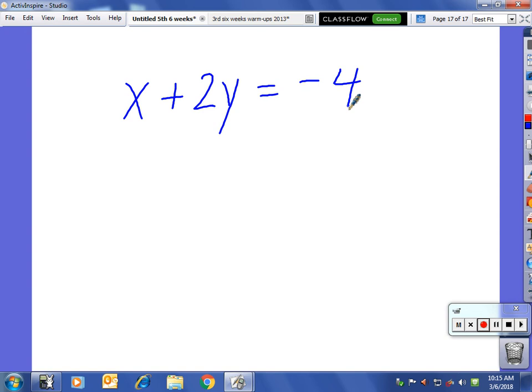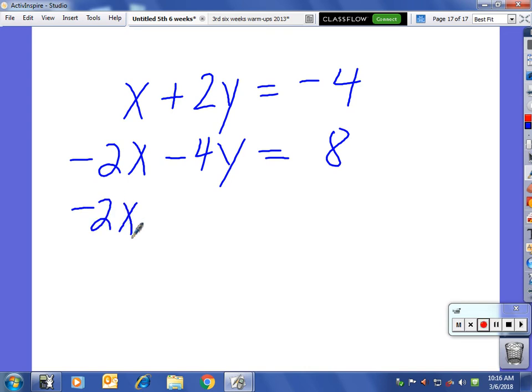x plus 2y equals negative 4. Negative 2x minus 4y equals 8. Try this one, please. No, we're doing the elimination method here. So I would probably multiply the top equation by 2. Then you're going to get negative 2x plus 4y equals negative 8.